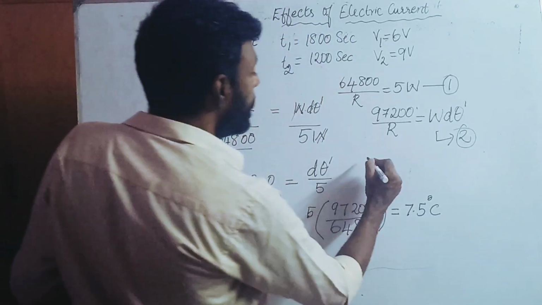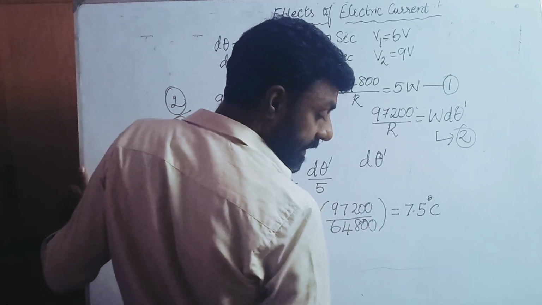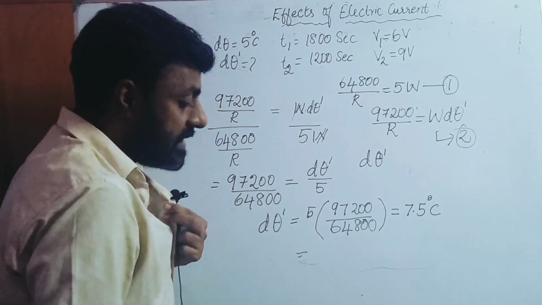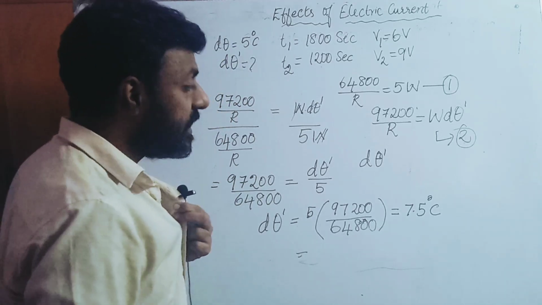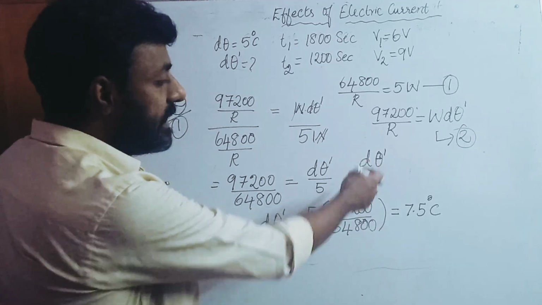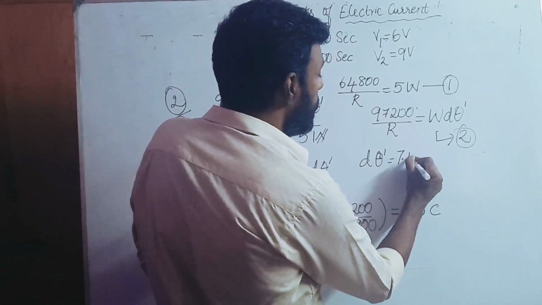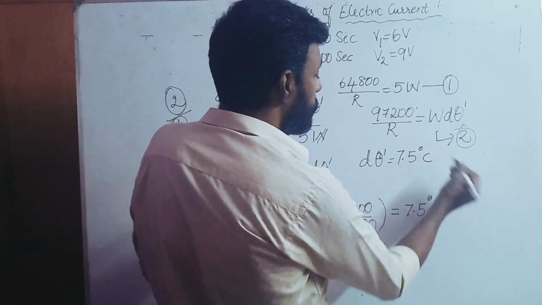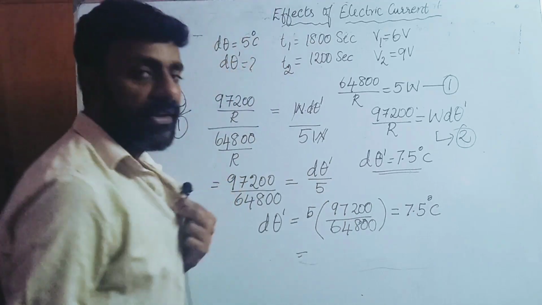Therefore, d theta dash, which is the rise in temperature of water, is nothing but 7.5 degrees Celsius. This is the final answer.